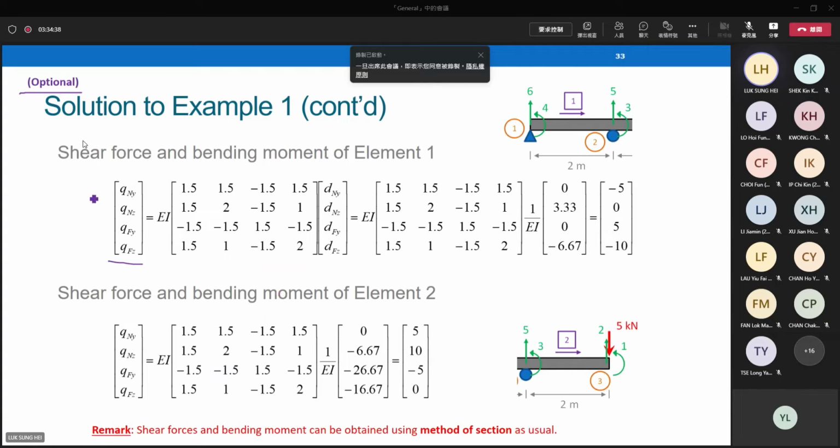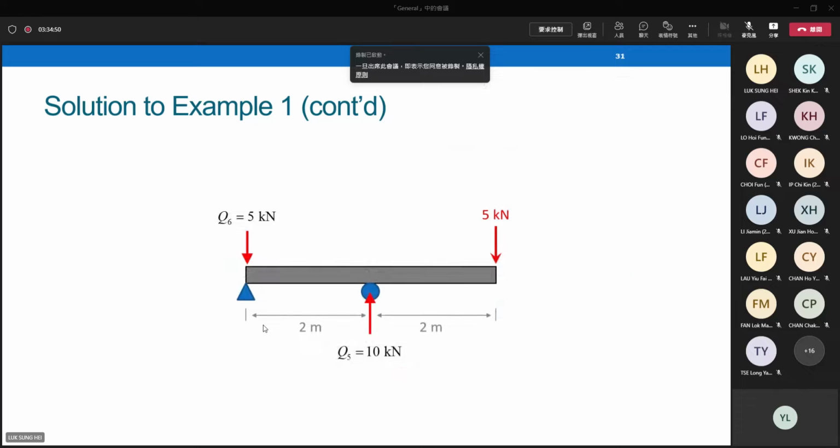But I call this optional because I think without this equation, you can also evaluate the shear and moment of the cells, right? How? If you want to know the moment and shear at these positions, what can you do? If you want to know the shear and moment at these cross sections, actually there's no need to use matrices. You can make a cut here and draw free body diagrams.